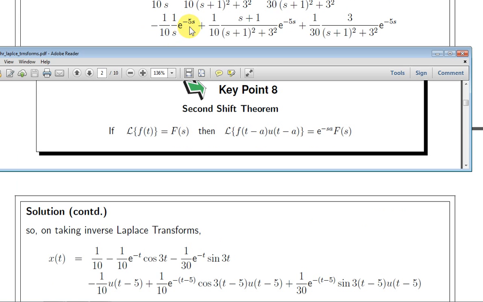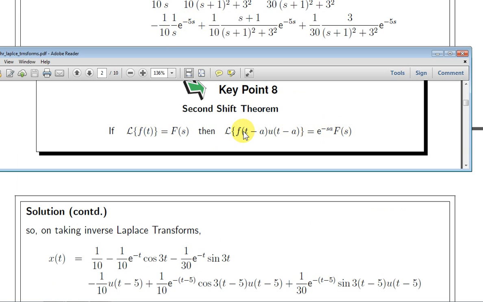Now the next term has an exponential in it, and that suggests use of the second shift term. We see the exponential appearing here. For this term here, the power is minus 5s, so a is going to be 5. So we're going to have something of the form little f of t minus 5 times u of t minus 5. Well, little f is the inverse transform of big F of s, where big F of s in this case is what's in front of the exponential term. It's 1 over s. And we know that the inverse transform of 1 over s is u of t. We got that from our table of transforms.